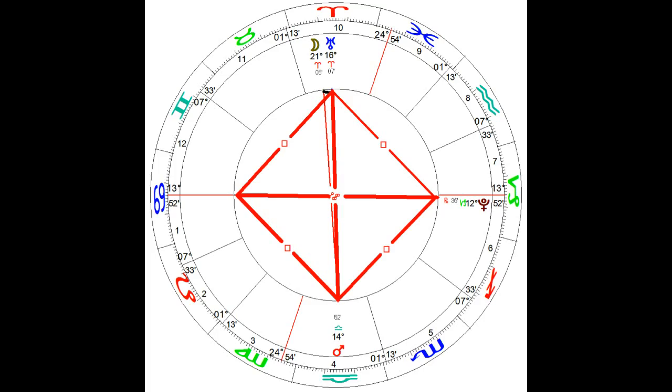So let's talk about the angles that are part of this grand cross. It's a virtual grand cross, and what that means in astrology is that at least one of the corners of the aspect pattern is not a physical body. It's a virtual point.